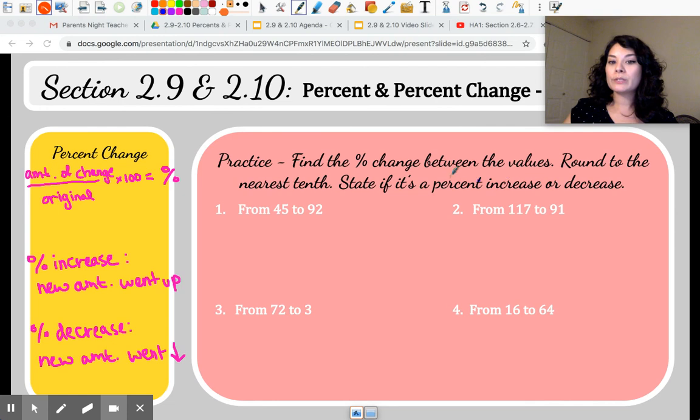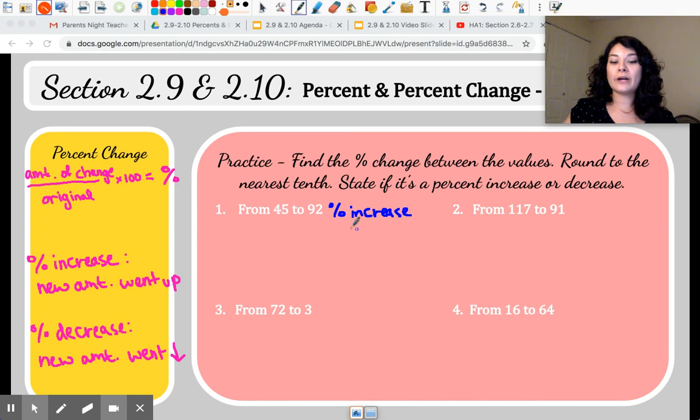So it says, find the percent change between the values, round to the nearest tenth, state if it's a percent increase or decrease. I can actually do that last part right away by just looking at the numbers. From 45 to 92. So the first number is always implied to be the original, and the second is always implied to be the new. So the 92, which is the new value, is higher. So this is going to be a percent increase because I see the numbers are going up.